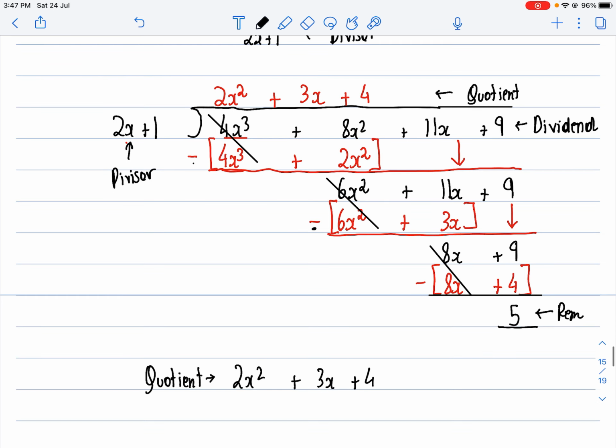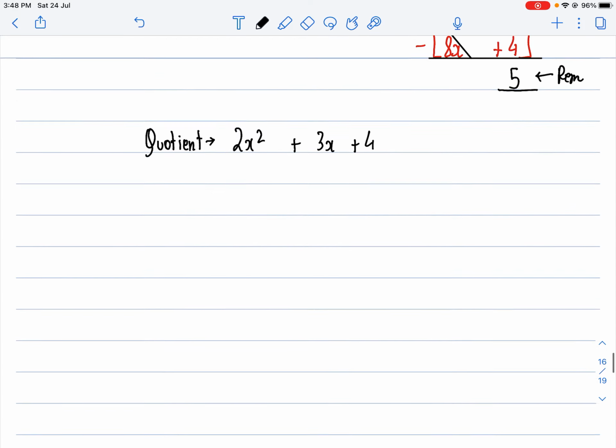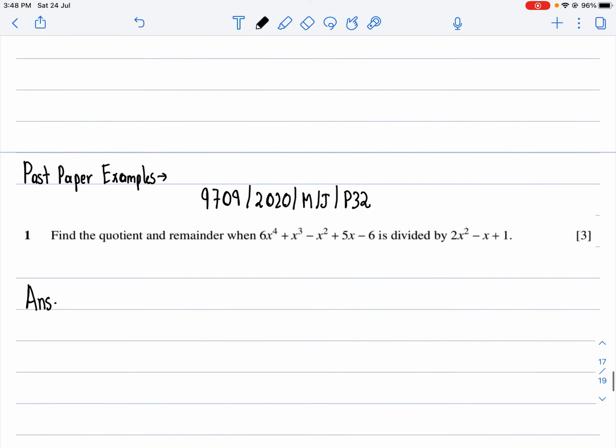Now we'll be doing many more past paper questions here, like 2 examples so that you're sure with the concept. We'll do different types also because there are some nitty-gritties which you need to understand about this concept. So let's move on to the past paper examples.